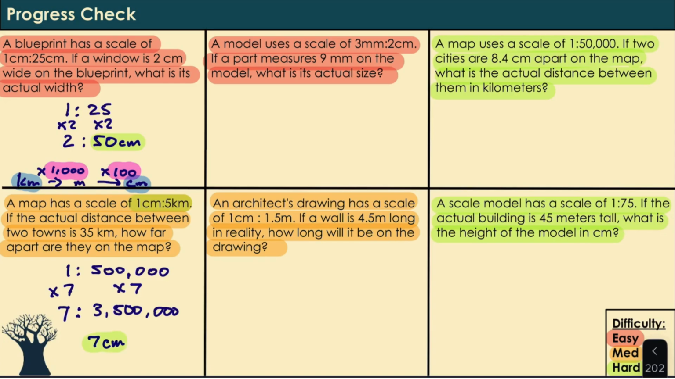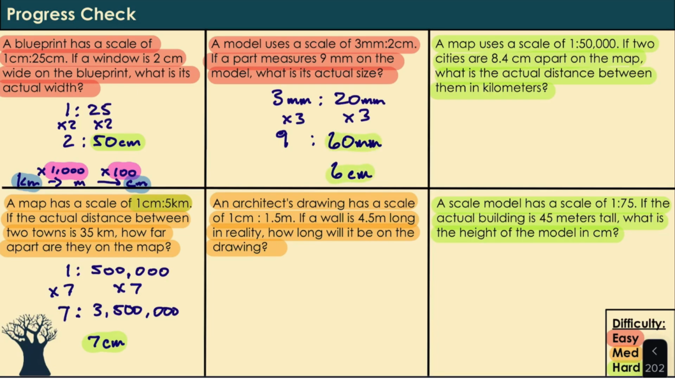Next, let's convert that 2 centimeters into millimeters. The part measures 9 millimeters on the model, so we have our 9 underneath the 3. What have we scaled up by? We've multiplied by 3. And what we do on one side, we do on the other. 60 millimeters. And you can leave your answer in millimeters, or if you want, you could also say 6 centimeters. It doesn't matter. Both answers are acceptable.